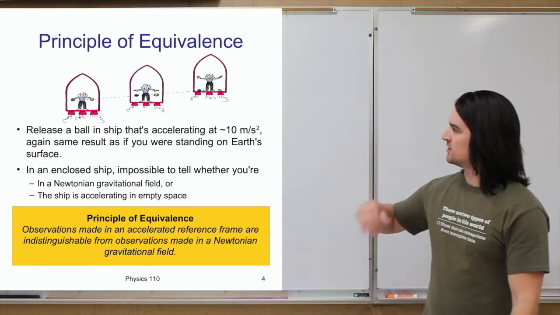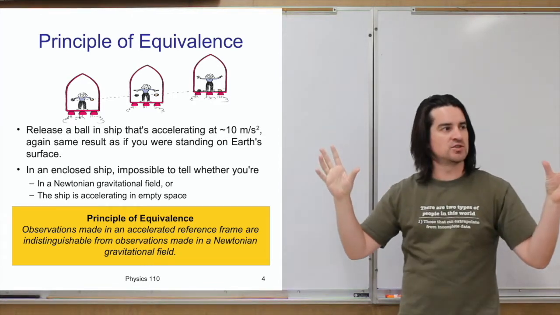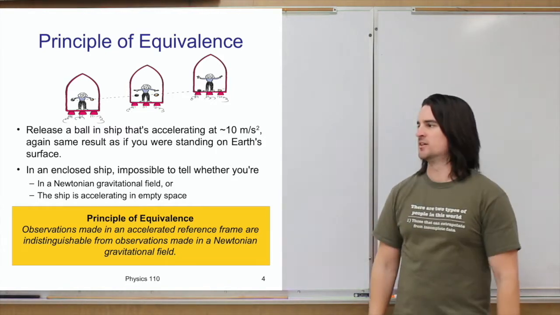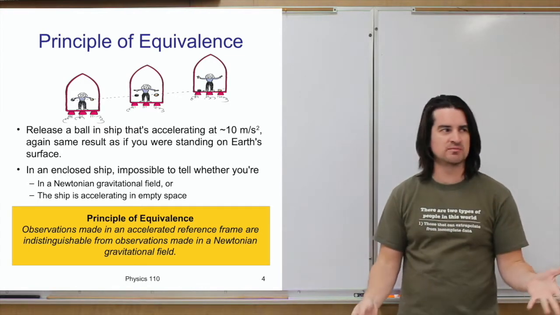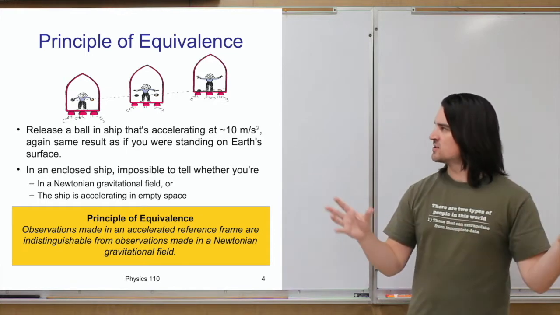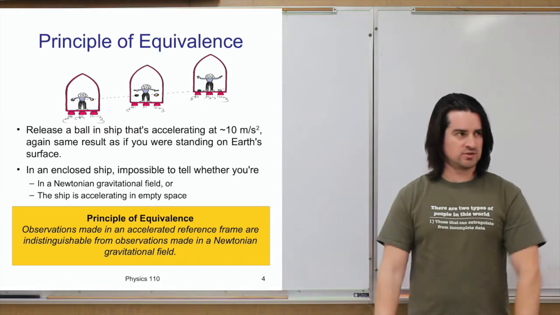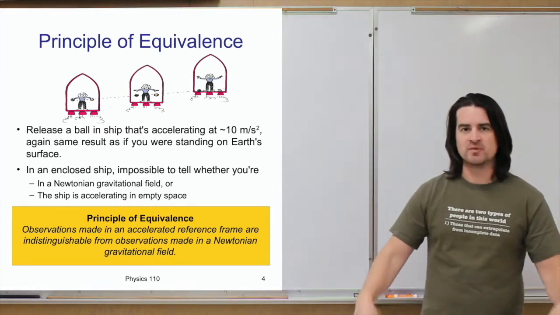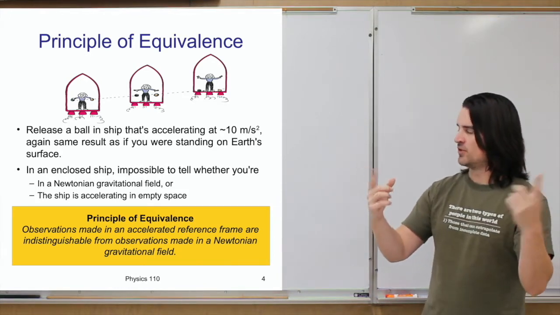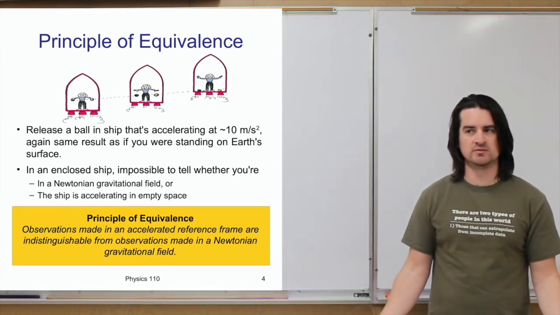So even if you were to drop balls and do whatever experiments you wanted, like figure out how fast things are accelerating, the same sort of stuff that Galileo was doing, figuring out how objects move in gravitational fields, all of those things you could do on the Earth's surface, in Earth's gravitational field, if you do them in a rocket ship that's accelerating at 10 meters per second per second, you're going to get the same results as you would doing those experiments on the surface of the Earth.